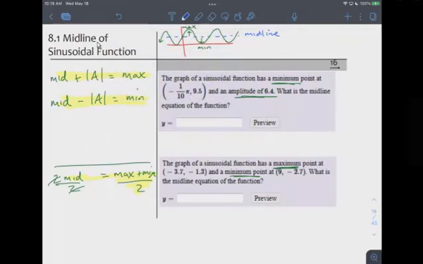Okay, I want you to quickly see if you can use that to calculate this midline. The midline is an equation, y equals, and in this one it's the d value in the generic form of the sine and cosine functions. It's that vertical shift of your function. See if you can find what that equation would be.